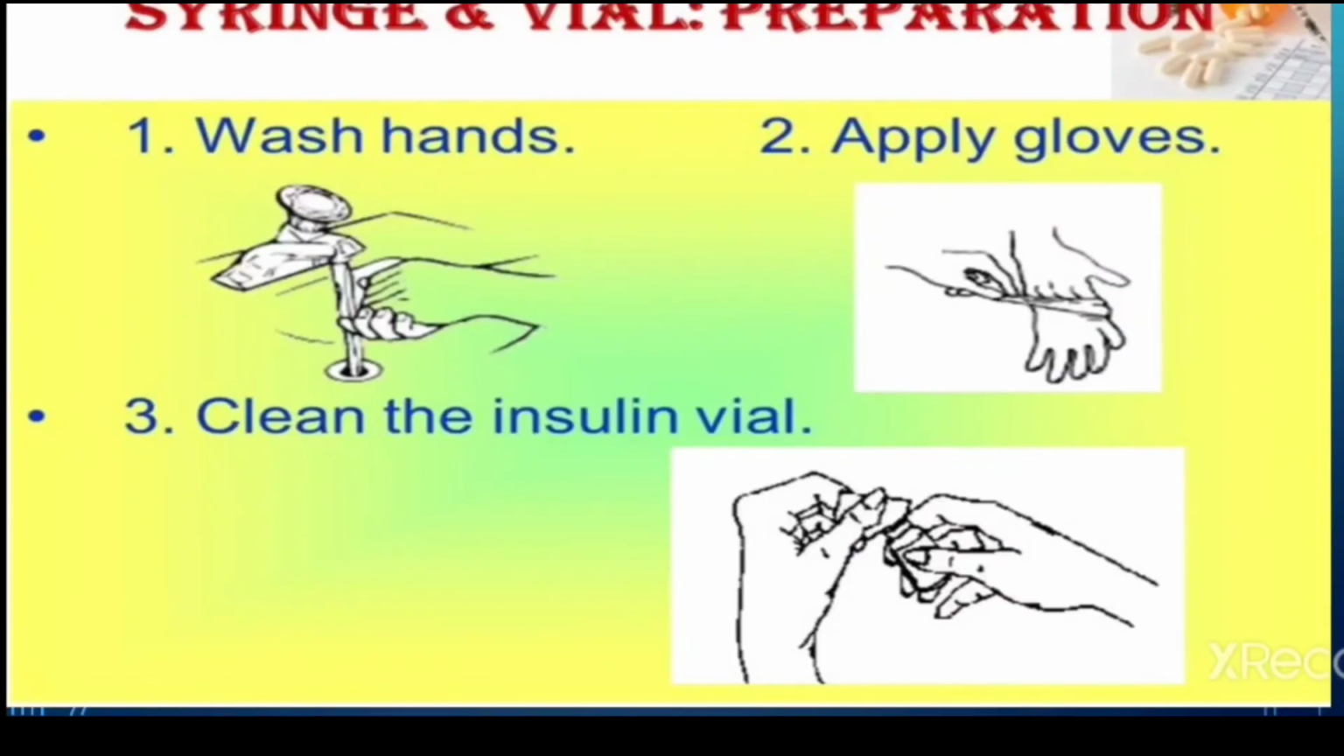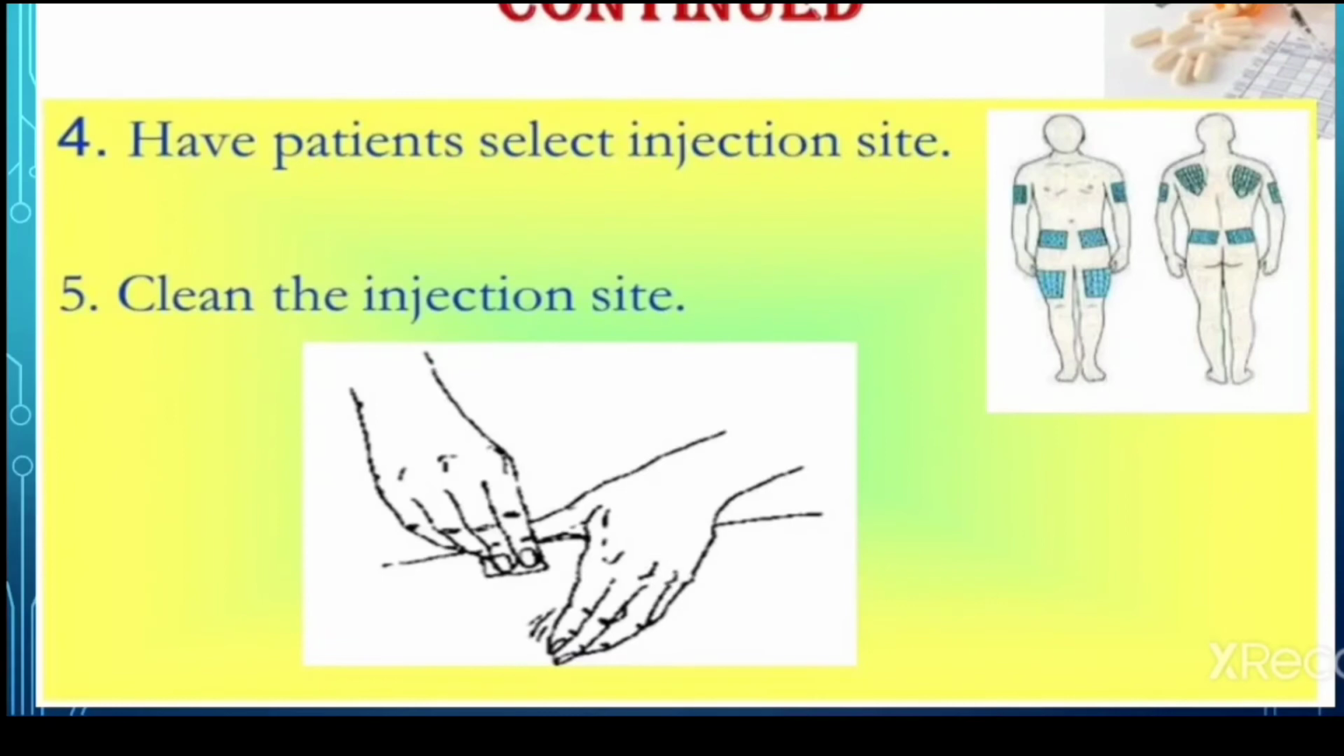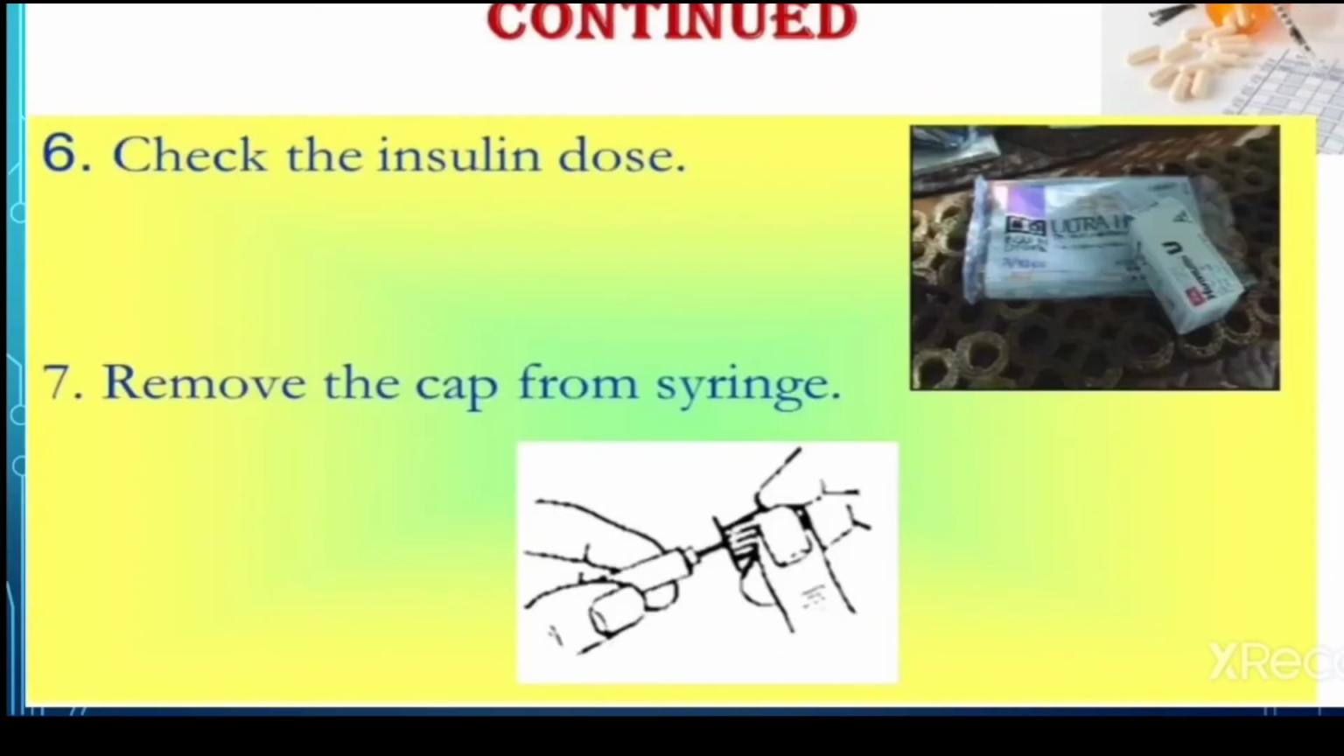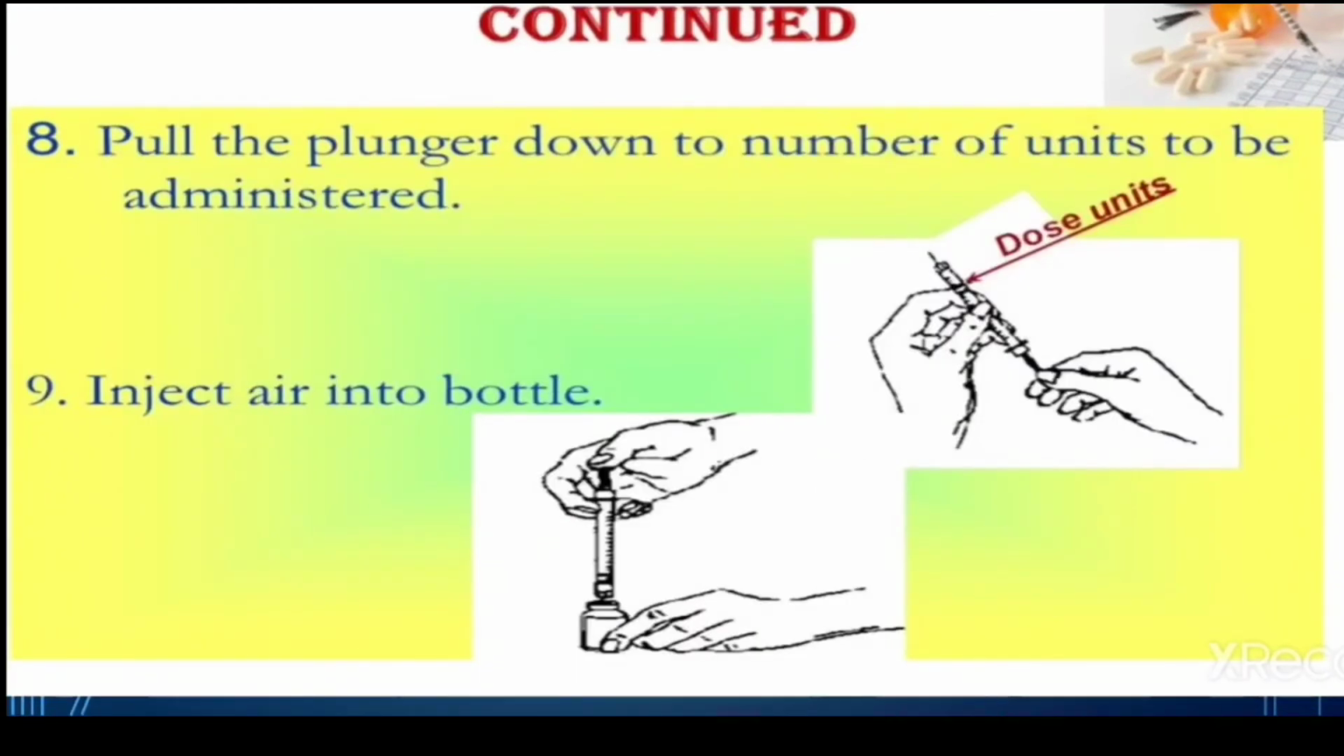Syringe and vial preparation. First of all, wash the hands, then wear gloves, and then clean the insulin vial. The patient selects the injection site, where to inject, and cleans the injection site. Check the insulin dose, remove the cap from the syringe, and pull the plunger down to the number of units to be administered.